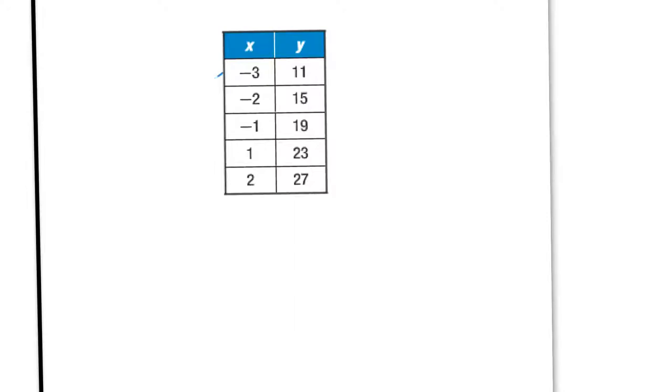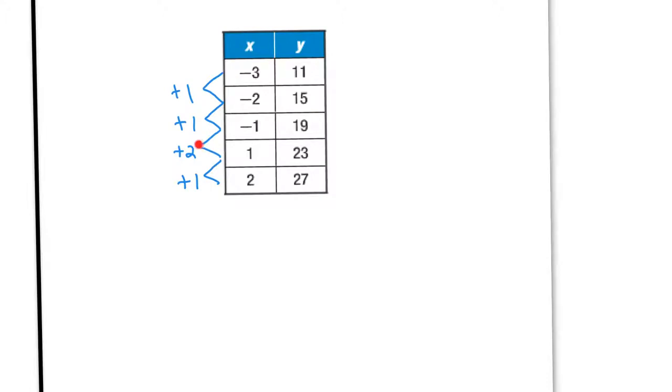So from -3 to -2, I'm actually adding 1. From -2 to -1, I am adding 1. -2 plus 1 is -1. Now from -1 to 1, wait a minute, I am not adding 1. If you guys add 1 to -1, that's going to be 0. Here, you're actually adding 2. -1 plus 2 is +1. But the next one, 1 plus 1 is 2.